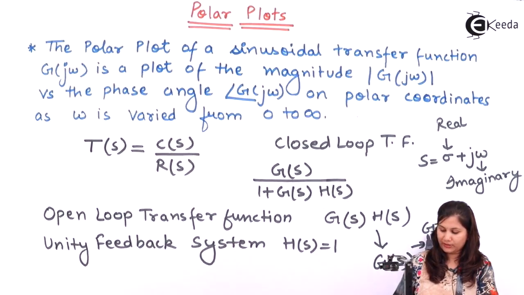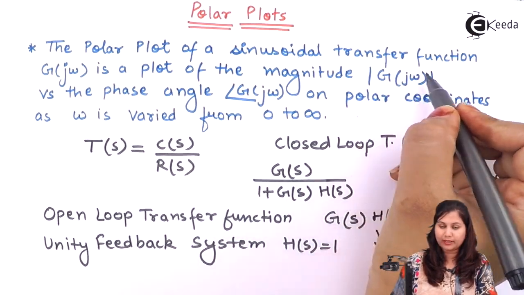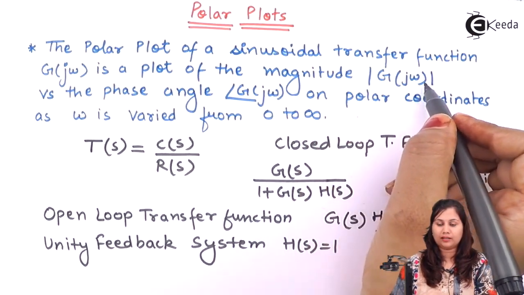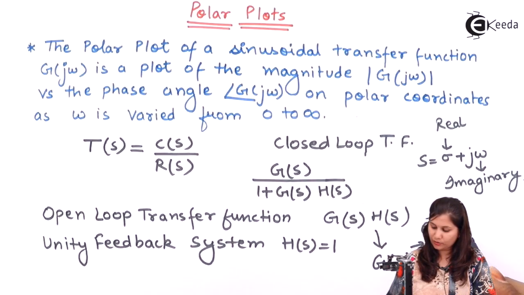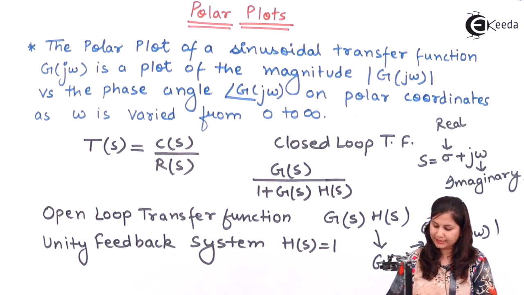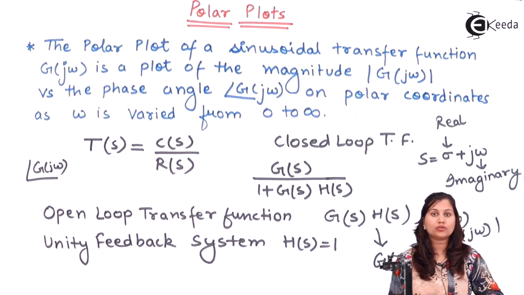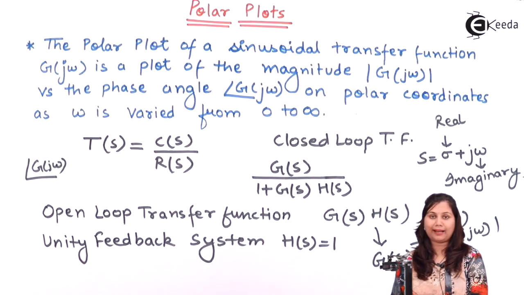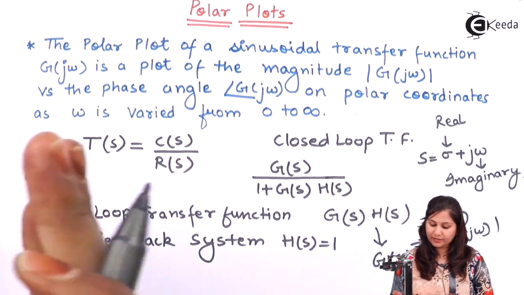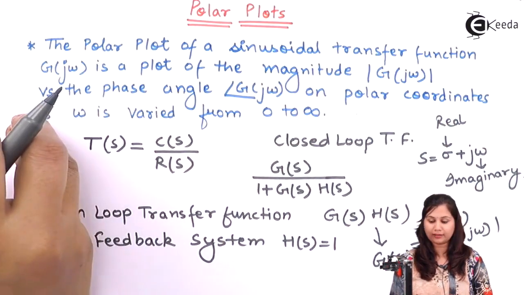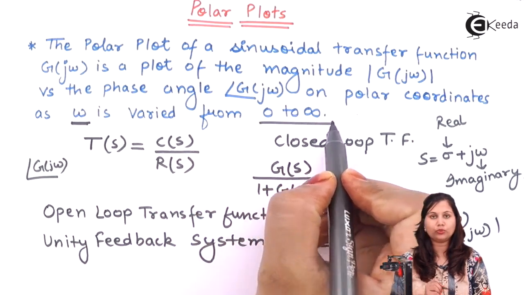If we take the magnitude of this open loop transfer function, the magnitude will be denoted in the absolute form, where we neglect the sign, and it is represented by |G(jω)|. The phase angle will be denoted by the angle of G(jω). So the polar plot is what? We are plotting the magnitude and the phase angle of this open loop transfer function of the system on the polar coordinates, and we are varying the frequency of the system from 0 to infinity.